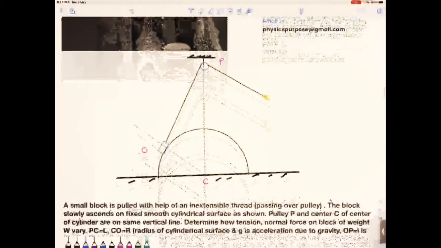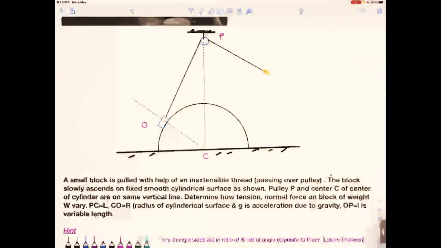The problem is like this: a small block is pulled. In this question, the weight W is given, and it is pulled with the help of a string. The string passes over a small pulley like this and is pulled in this direction. Pulled with the help of an inextensible thread passing over a pulley, the block slowly ascends on a fixed smooth cylindrical surface. This is a cylindrical surface; I'm just showing the cross-section view.